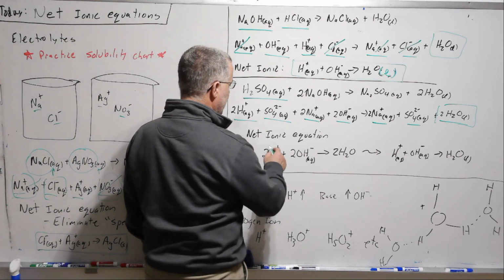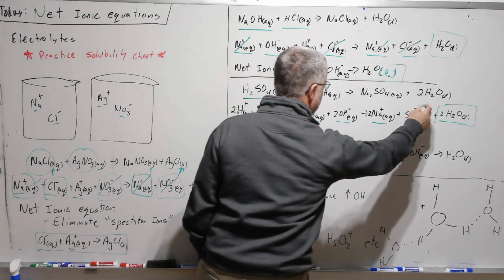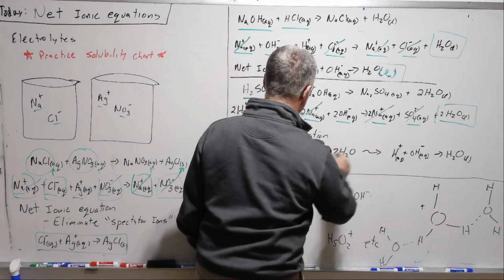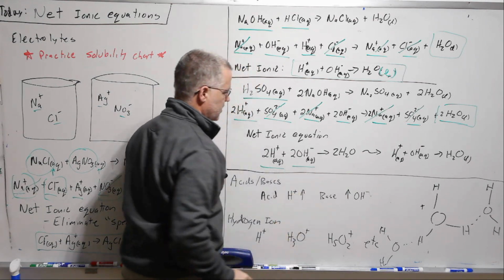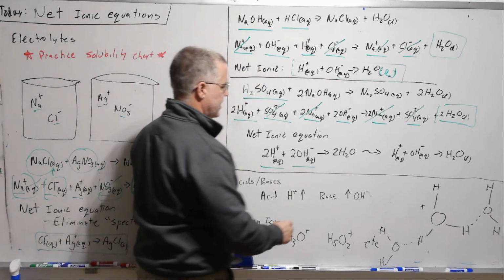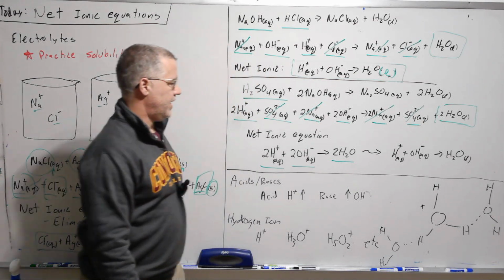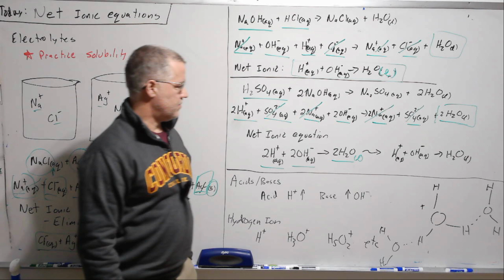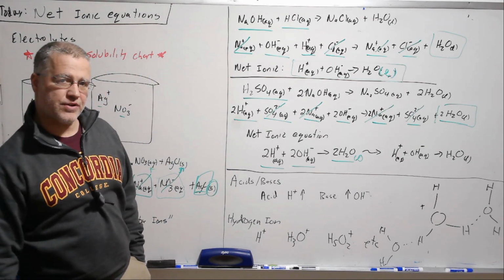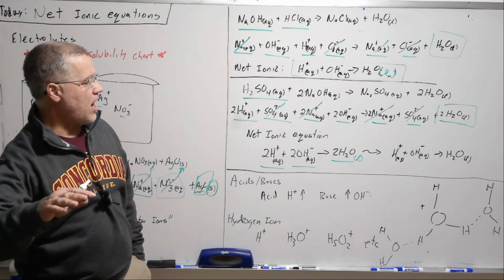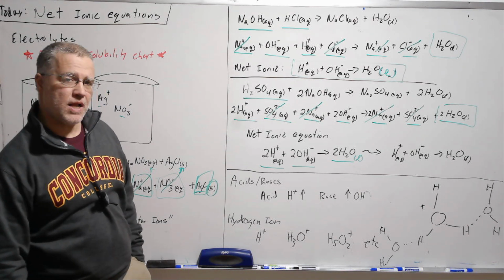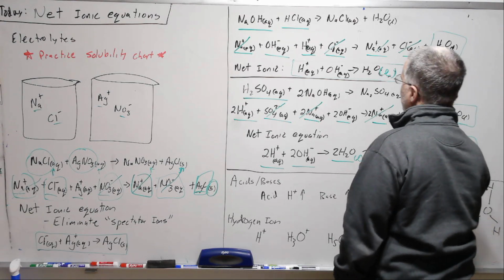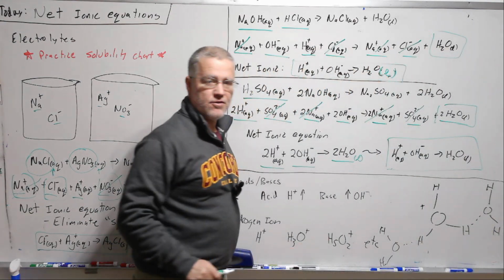The net ionic equation then: the sulfates are spectator ions, the sodiums are spectator ions, and we're left with 2H+ plus 2OH- goes to 2H2O, and this is liquid again. Now, we know that we can multiply the stoichiometry by any common value. So let's multiply this by 1/2, and we get this. And notice this is the same as we got over here.